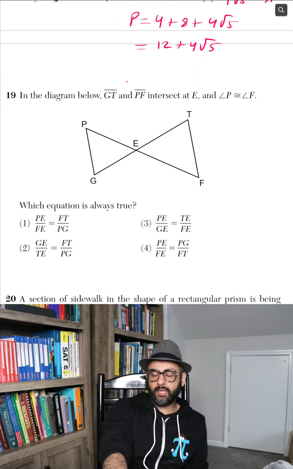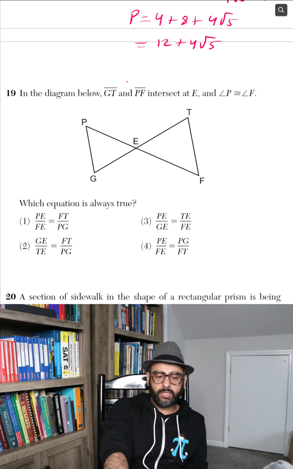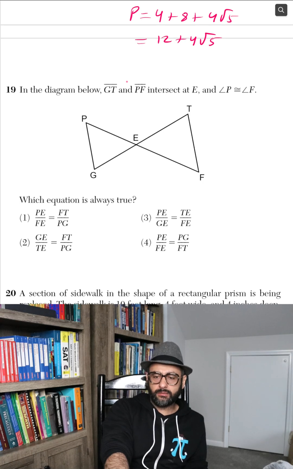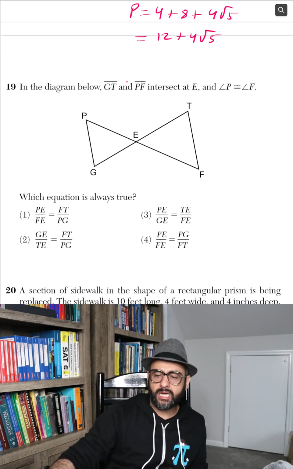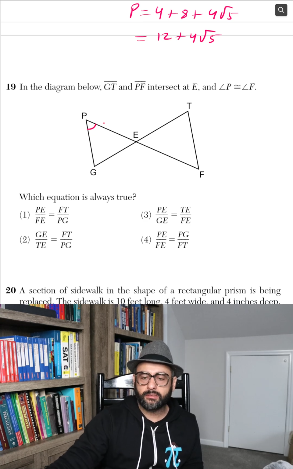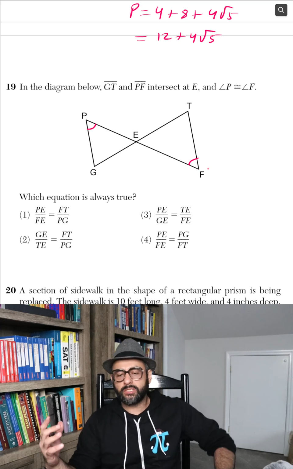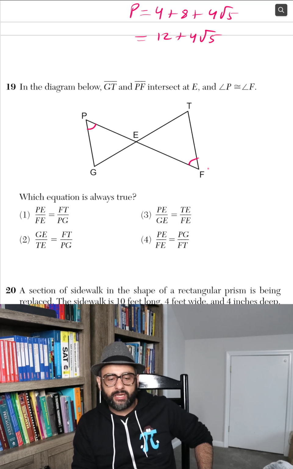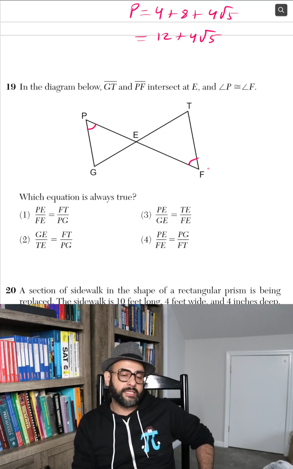Number 19, in the diagram below, GT and PF intersect at E, and angle P is congruent to angle F. Big deal. That's a big deal, because that implies a lot of things. And so then which equation is always true? Is it that PE over FE equals FT over PG, or GE over TE equals FT over PG, or PE over GE equals TE over FE, or PE over FE equals PG over FT? That's a whole lot of letters to memorize or think about. That's a lot.